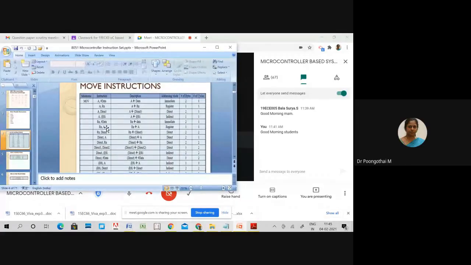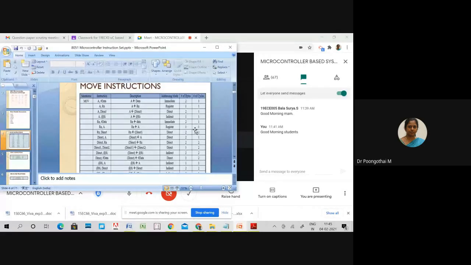Yes. So is this data transfer 8-bit data transfer or 16-bit data transfer? 8-bit, ma'am. 8-bit data transfer. So example, MOV R0, A. Okay. So the addressing mode is register addressing mode. The name of the register is directly specified in the instruction, and number of bytes required is 1 and number of machine cycles required is 1.